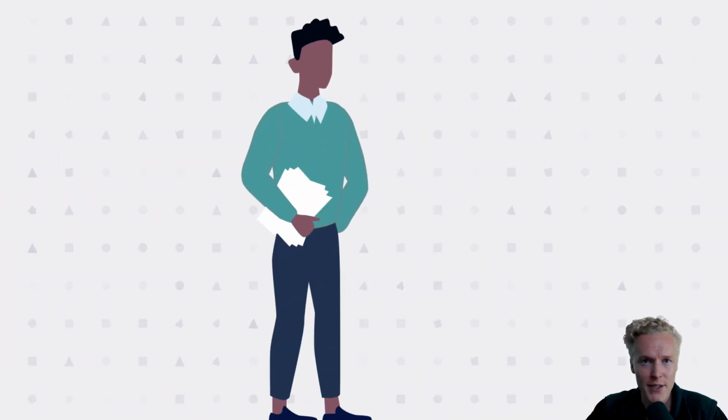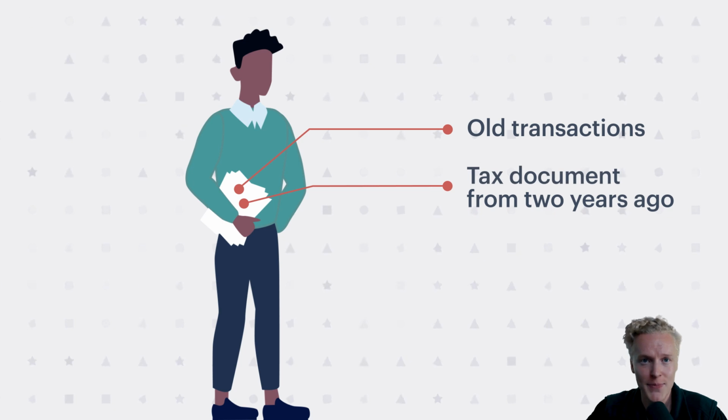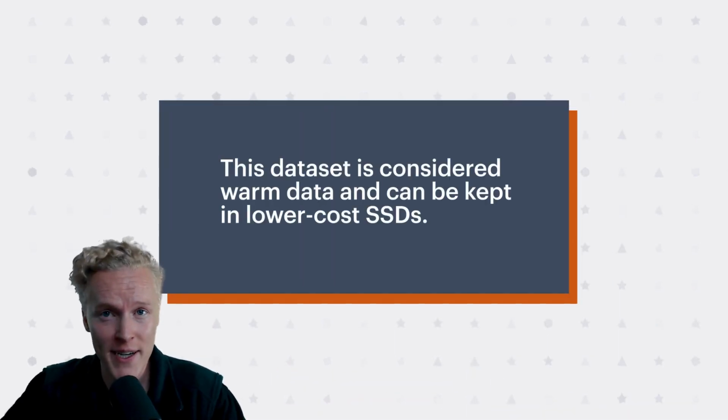And less frequently, users need additional information, such as a record of an old transaction or a tax document from 2 years ago. It needs to be readily accessible, but real-time speed is less critical. This data set is considered warm data and can be kept in lower-cost SSDs.